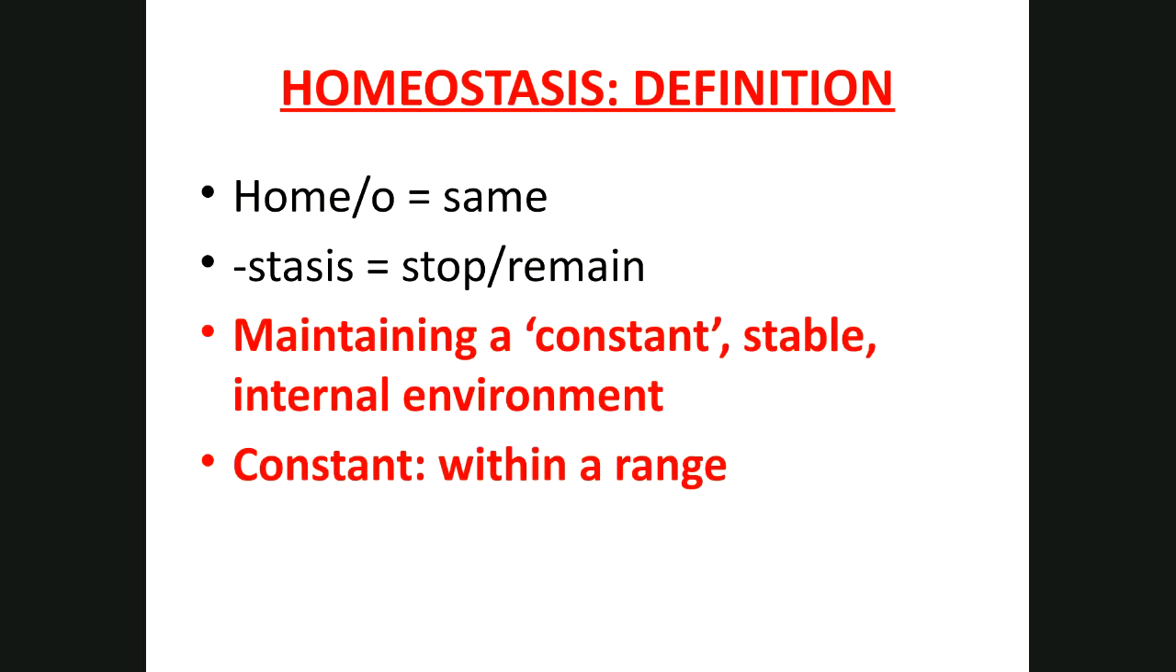So homeostasis is the maintenance of a constant, stable internal environment. To maintain an internal environment doesn't mean that there is a set point for the variables of the body, but rather there is a range of normal values that are within homeostasis.